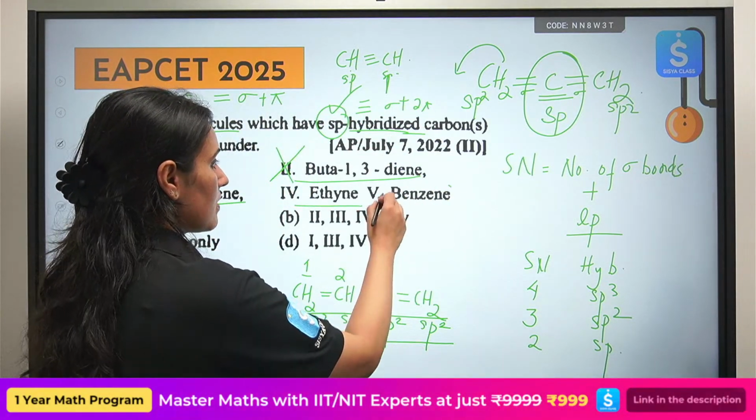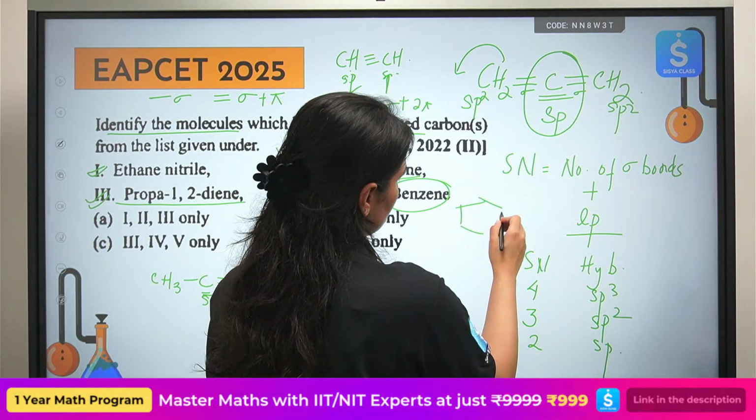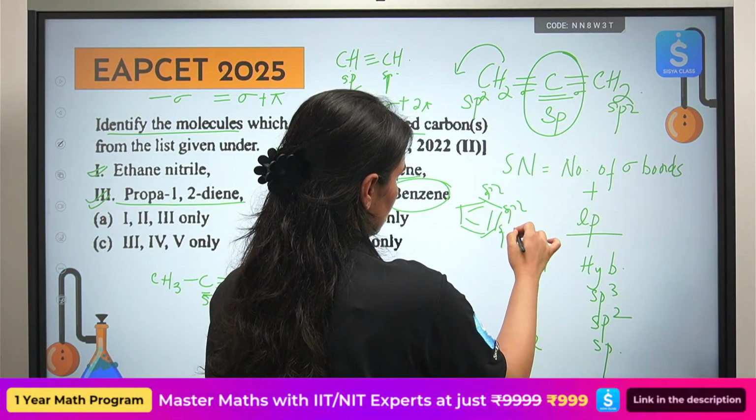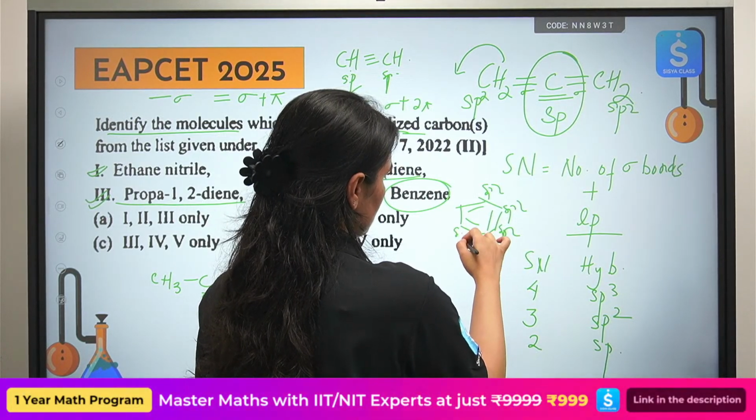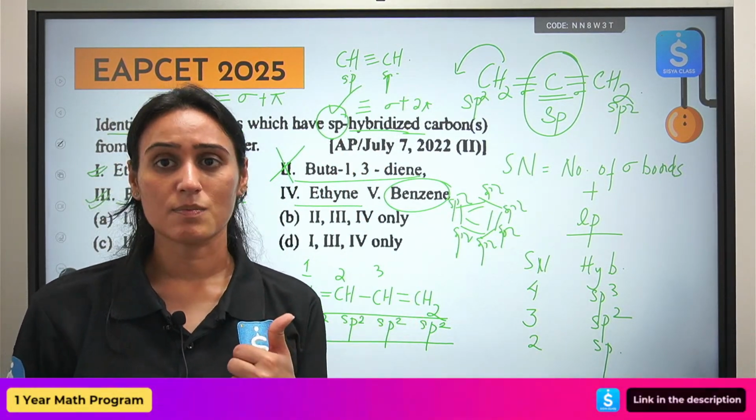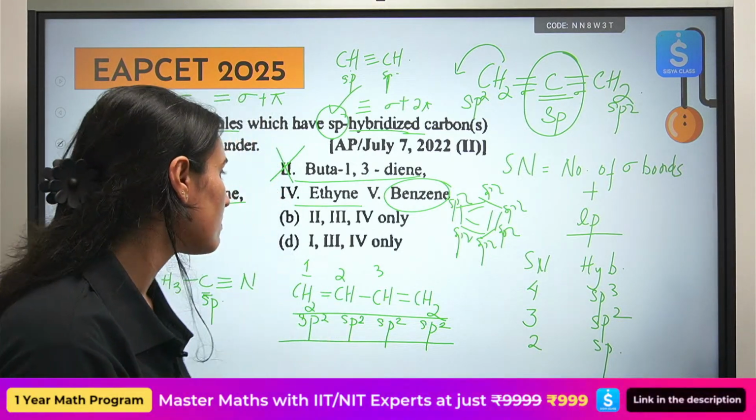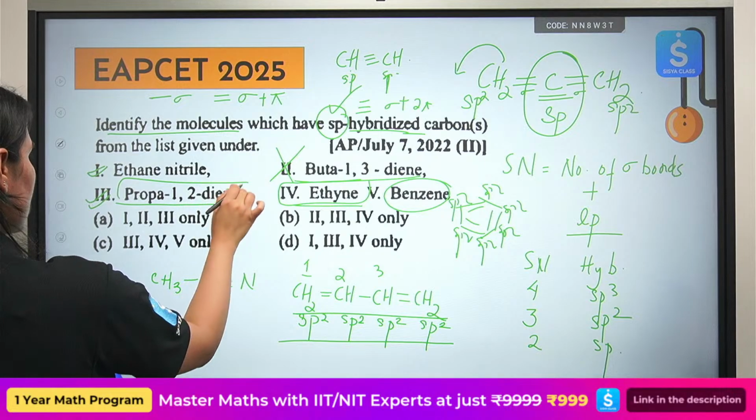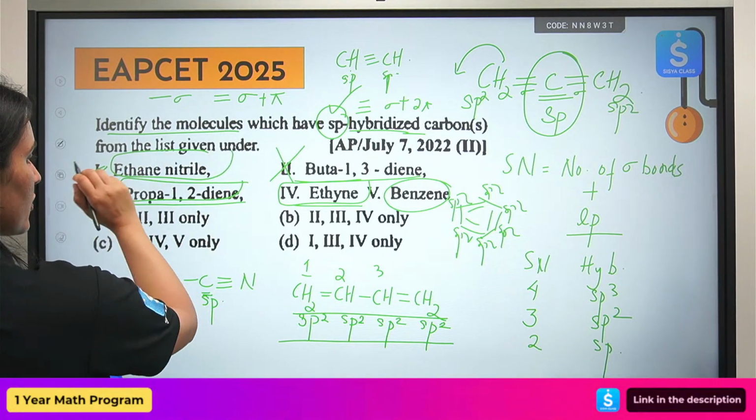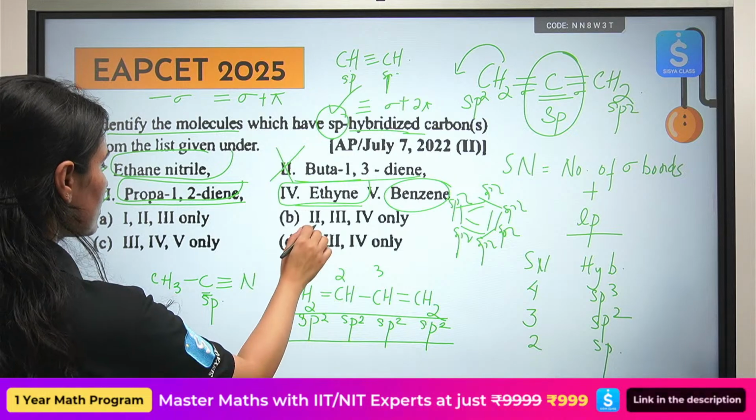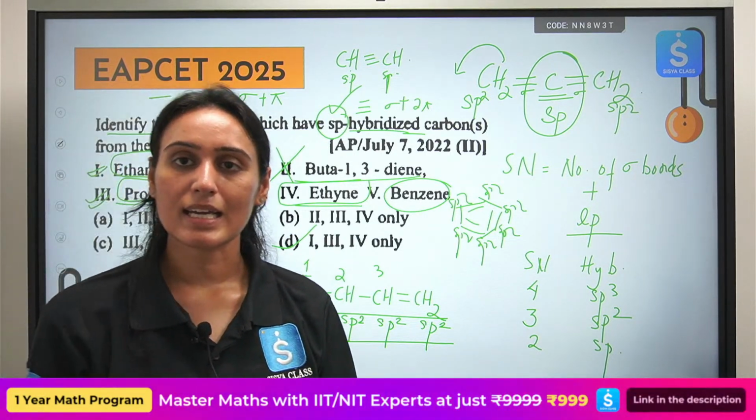What about this one? Benzene. All of them are sp2 hybridized. Are we looking for sp2 hybridized carbon atom? No, we are looking for sp hybridized carbon atom. So this one has sp hybridized carbon atom, this one, and the first one. So first, third, and fourth. First, third, and fourth, option D will be our correct answer.